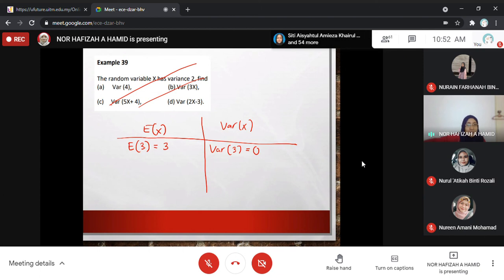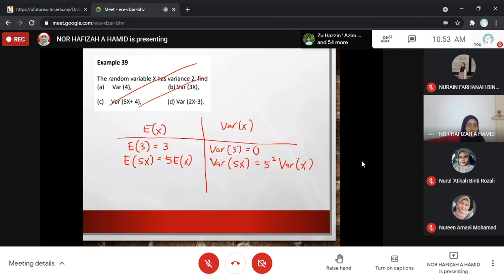Kalau ni untuk expected value. Okay, untuk rules number 2, for example, kita ada E5X. Dia akan equal to 5EX. Okay, so ni untuk mean. Kalau variance, the formula, the rules become variance 5X. Okay, so dia akan jadi 5 square. Dia take out juga 5 tu, tapi you kena squarekan 5 and next multiply with the variance X.